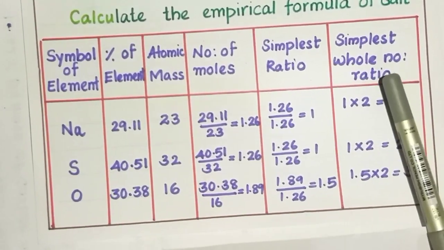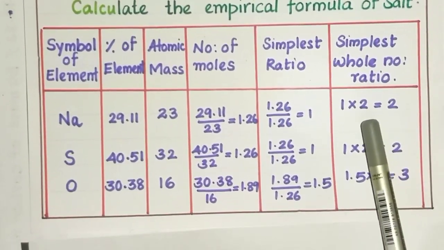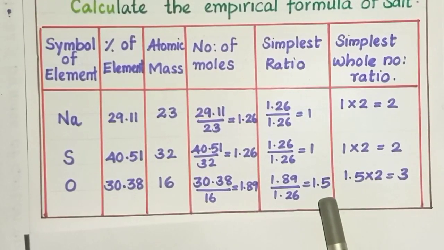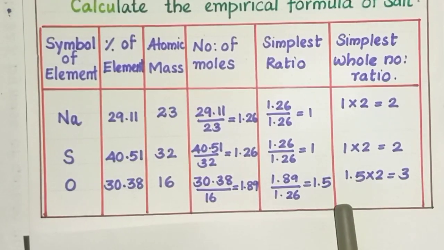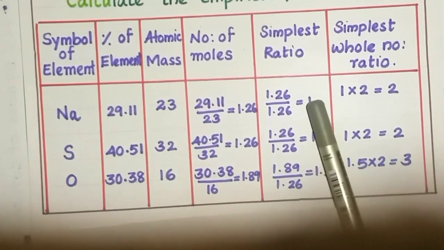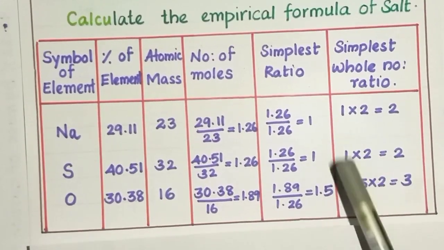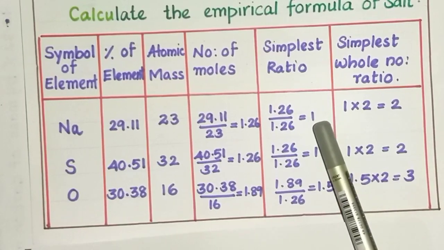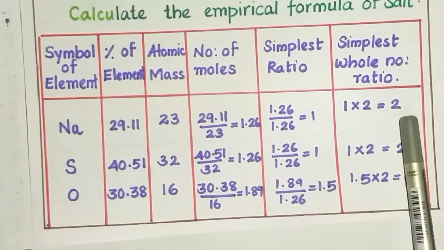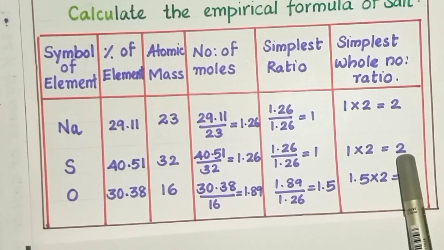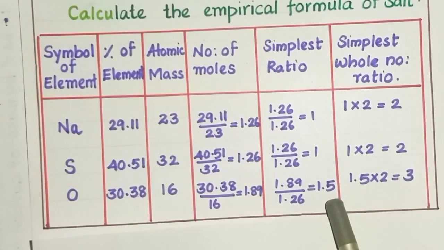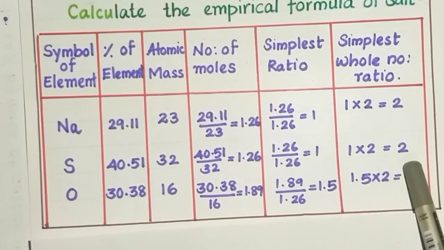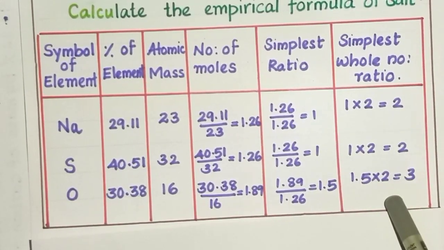Then the last column, simplest whole number ratio. Here there is a decimal value, so it must be converted into a whole number. By multiplying all these numbers by 2, we get whole numbers. So 1 into 2 is 2. Then 1 into 2 is 2. Then 1.5 into 2 is 3. Then all these numbers are multiplied by 2.